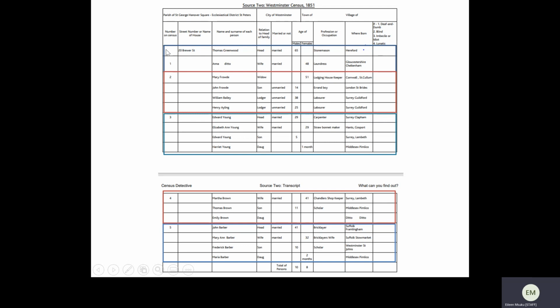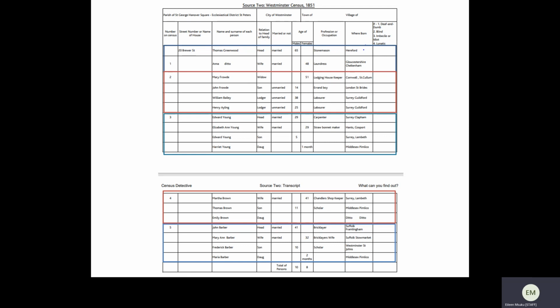So what I've done is I've just boxed up the different families that are all living in this house. So you can see number 1, number 2, number 3, number 4, number 5. So there's 5 different smaller families that are living in that building. And this first one, they're all living in 20 Brewer Street.